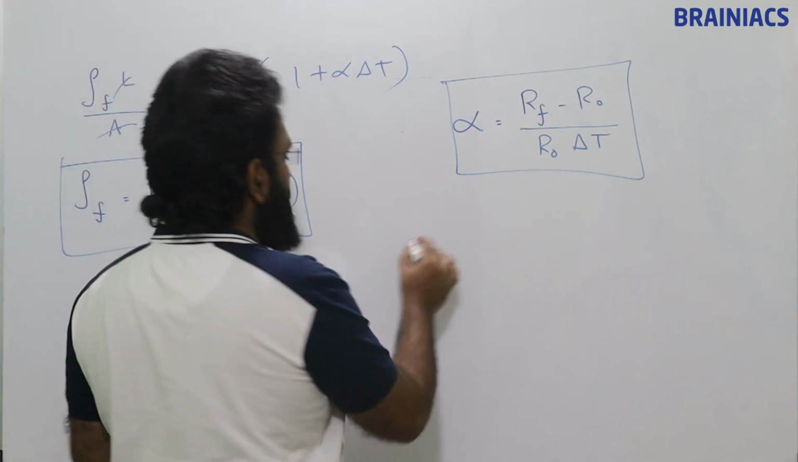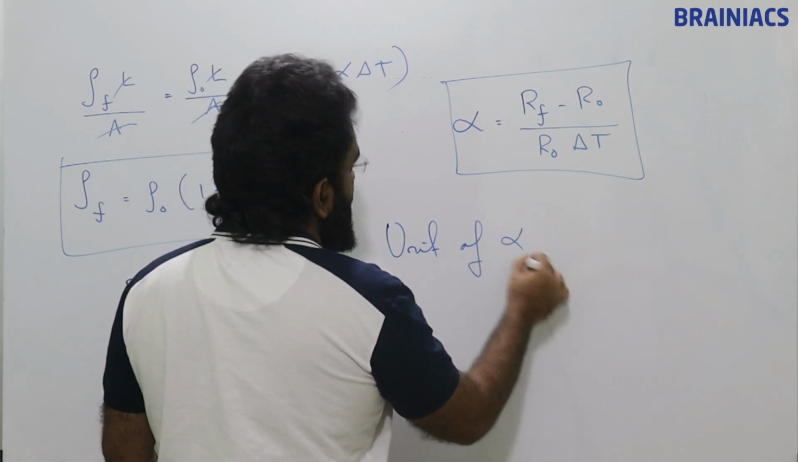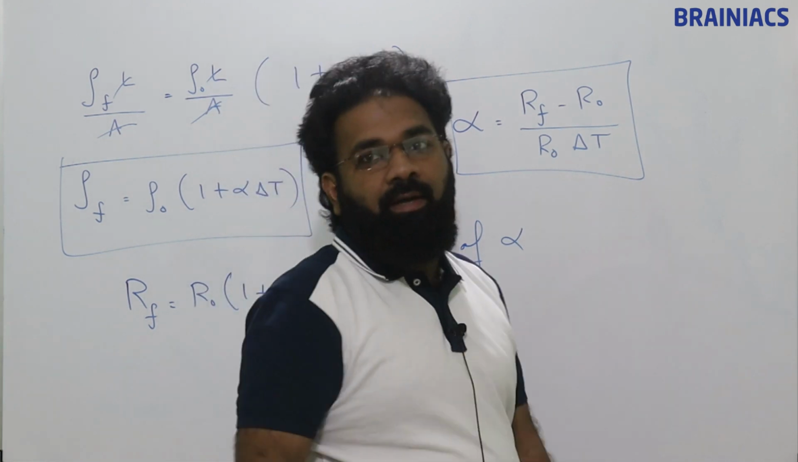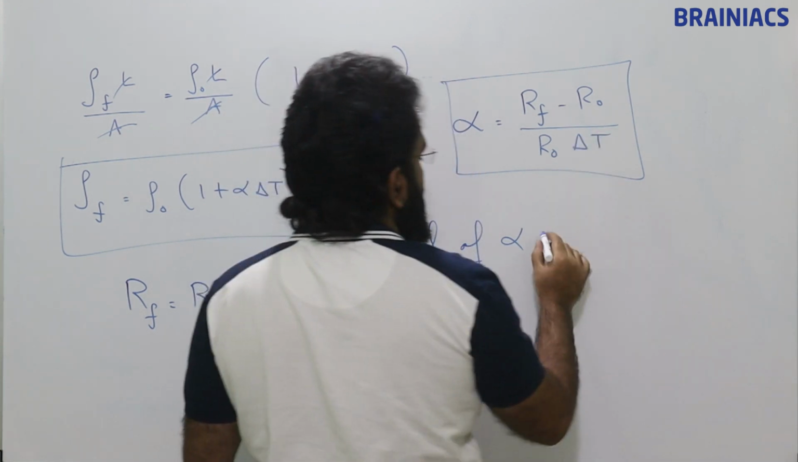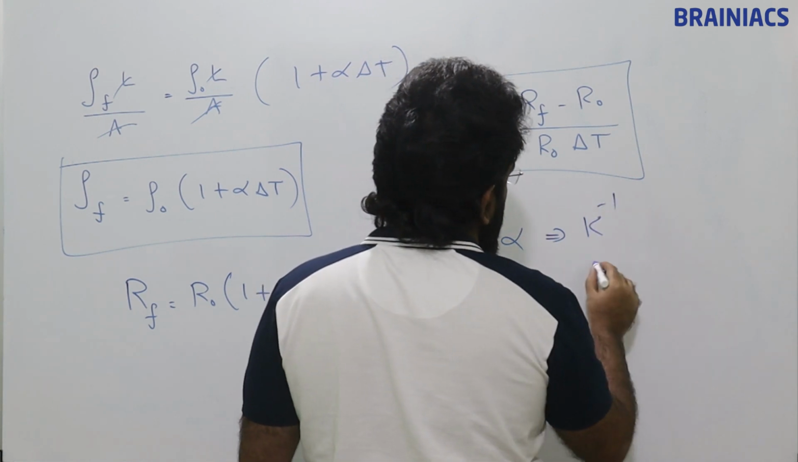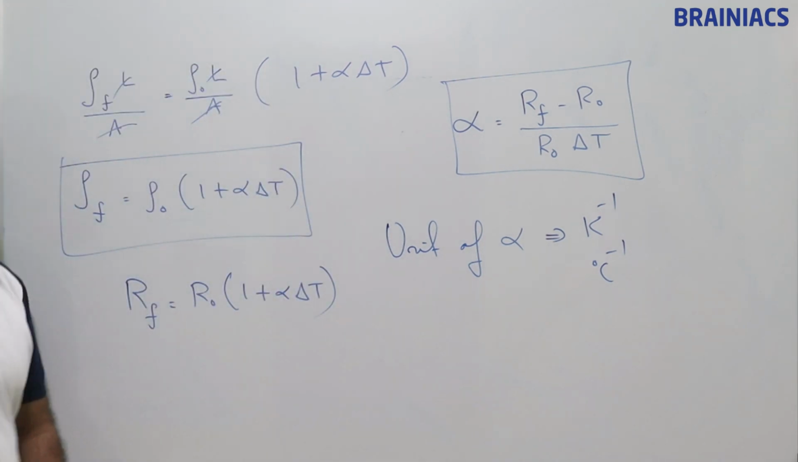So what will be the unit of alpha? This is resistance, this is also resistance, so the ohm unit will get cancelled. So the unit of alpha is Kelvin raised to -1 or degree Celsius raised to -1. Kelvin raised to -1 is the SI unit.